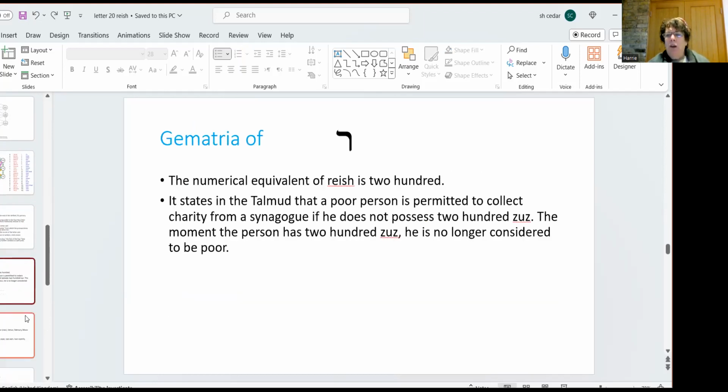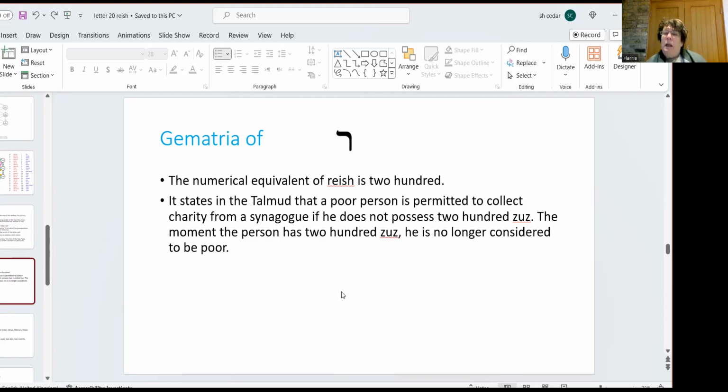The gematria of Resh is 200, as I've said, for the actual letter is the 20th letter, but 200. And there's not a lot about 200, except there's a comment in the Talmud that a poor person, and a Resh is a poor person, not in the same way as a dalet, but sort of.